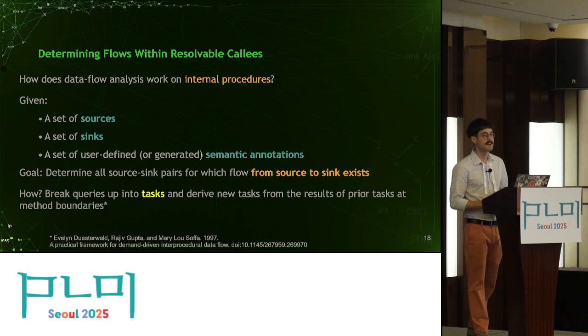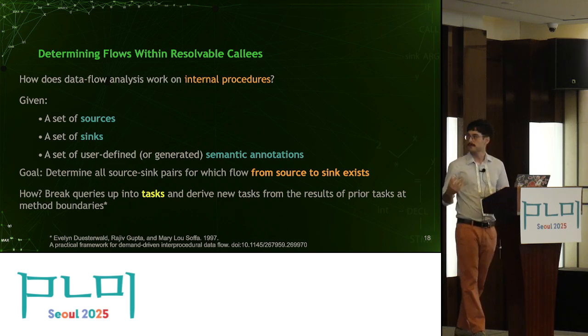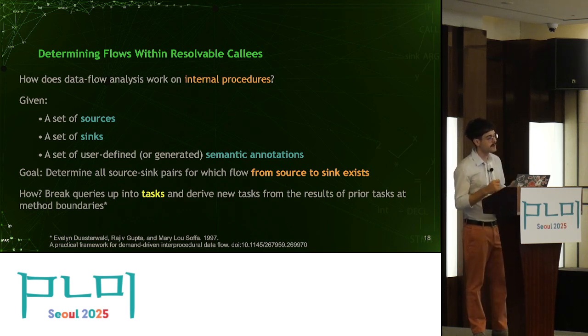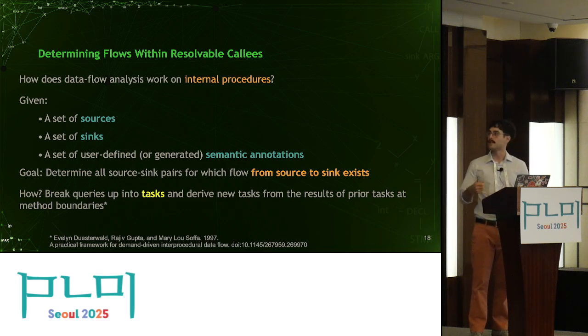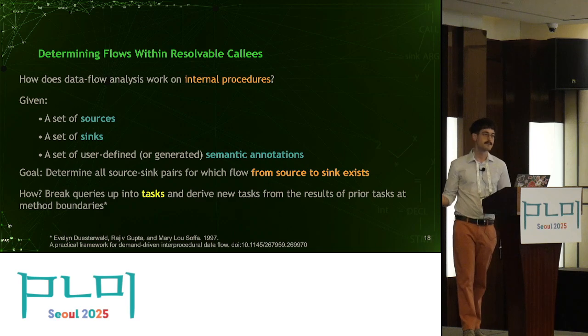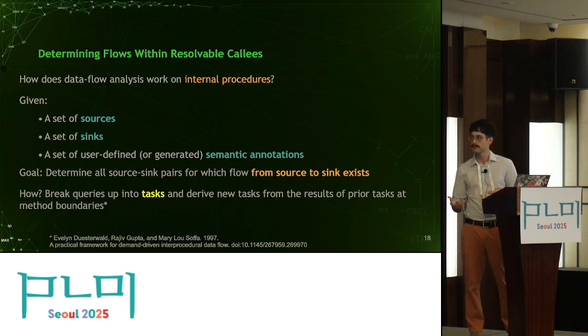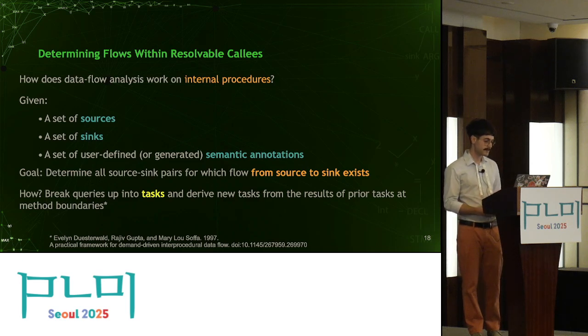And this is where I describe on a high level the algorithm of the paper. So the query, this is now the on-the-fly query data flow analysis, consists of a set of sources, a set of sinks, and the user-defined or generated semantic annotations. The semantic annotations are also attached to a programmatic API that one can generate from the CPG itself. And the goal is to determine all source-sink pairs for which there is some kind of transitive dependency.